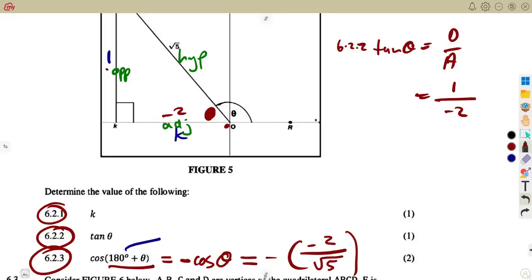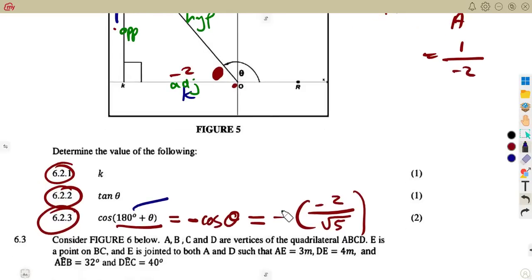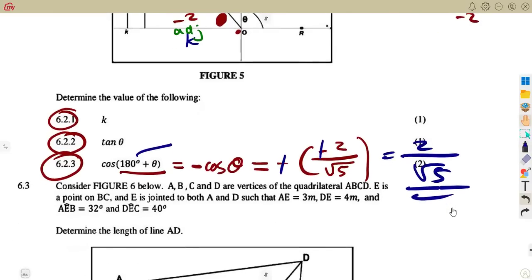So looking into our question, we can see negative, negative. That is going to give us a positive. Negative, negative will give us a positive. So you can even leave your answer like that, guys. Simplification is not even necessary there.